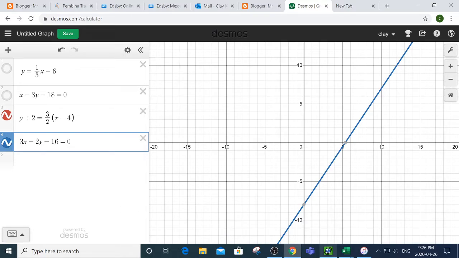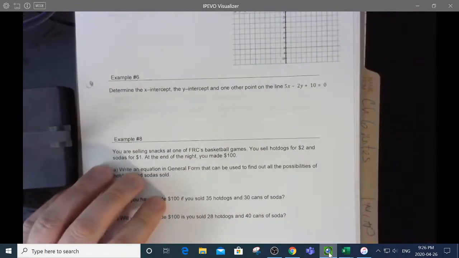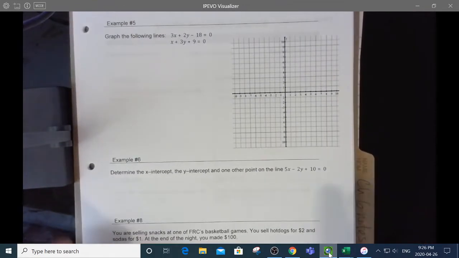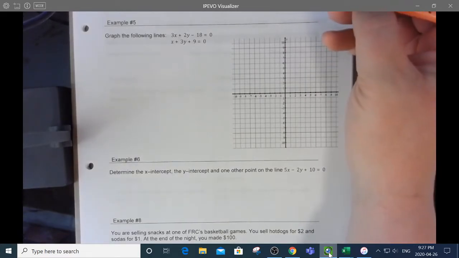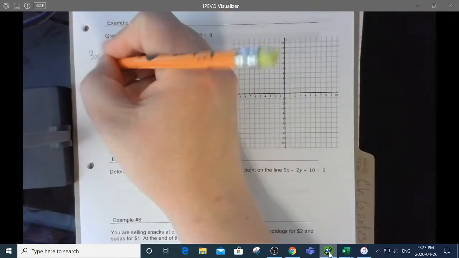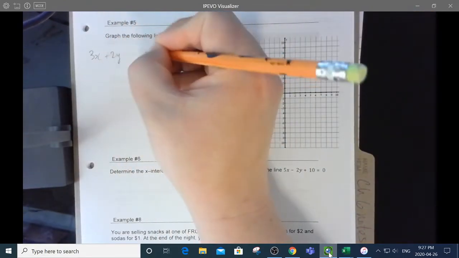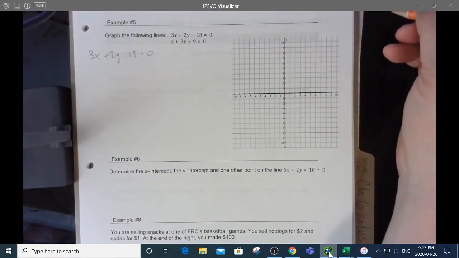Okay, let's go back to the notes. Next page. Let's go backwards. What if I gave you an equation in general form and I asked you to graph it? Well, you have multiple strategies you can use here. I'll start with this one. 3x plus 2y minus 18 equals 0. Okay, so I'm going to graph that line.